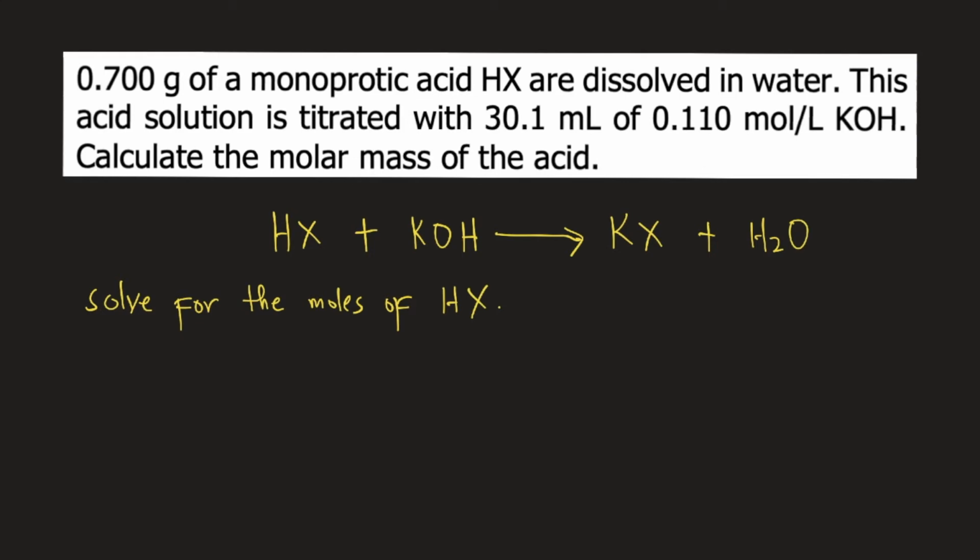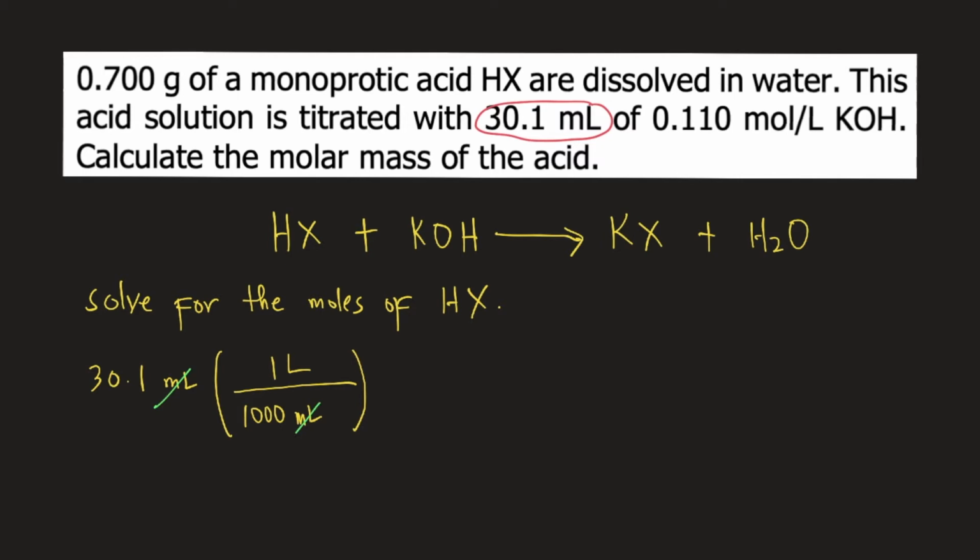So how do we do that? If you read the problem, we are given the volume of KOH, which is 30.1 ml. What you need to do is to convert this first to liters. So we know that 1 liter is equivalent to 1,000 ml. So ml cancels out. Now we have liters.